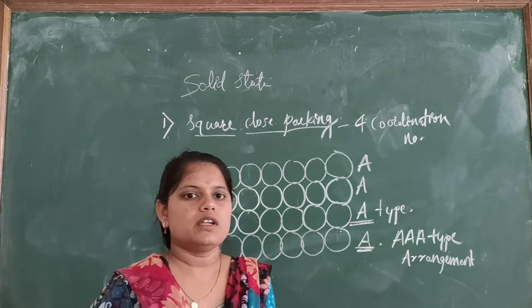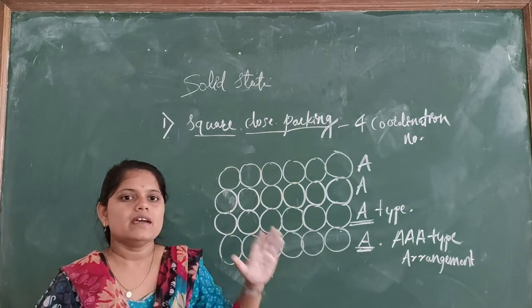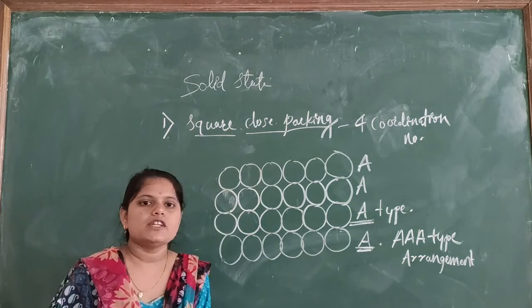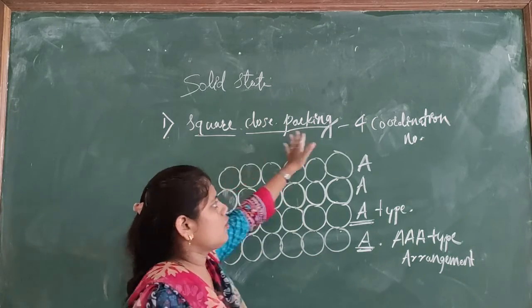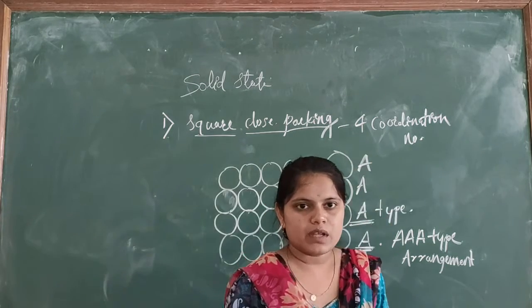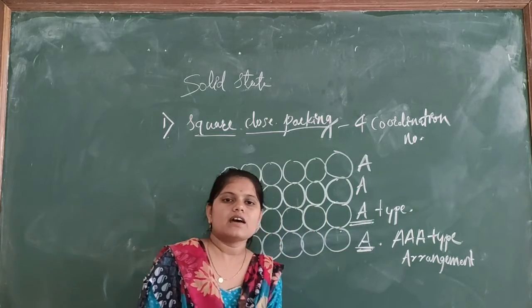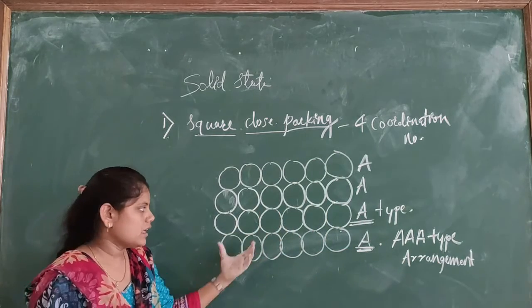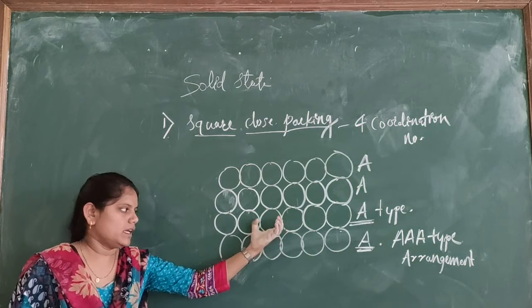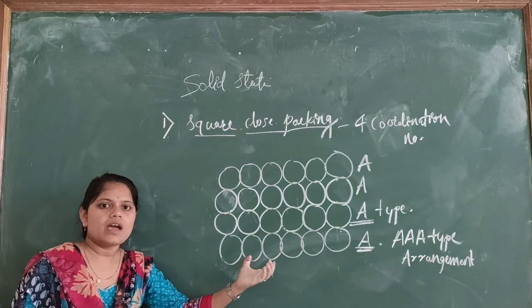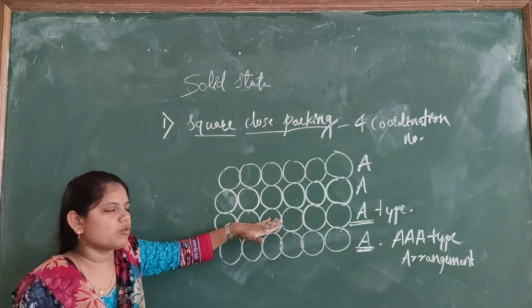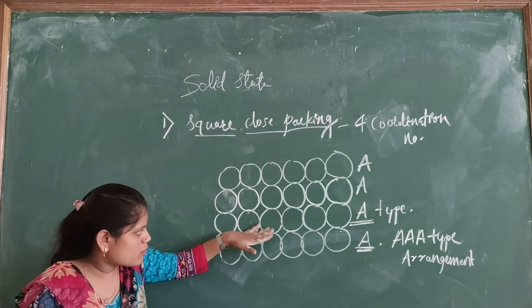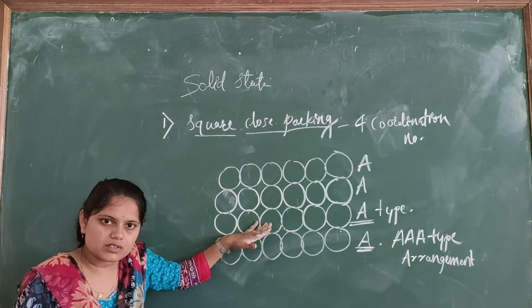You should remember that in the square close packing, each atom will remain in contact with 4 neighboring atoms. Hence it is having 4 as a coordination number. How are the spherical atoms arranged in square close packing? Here, the second row will remain in contact with the first row in such a way that the second row will be present exactly above the first row.